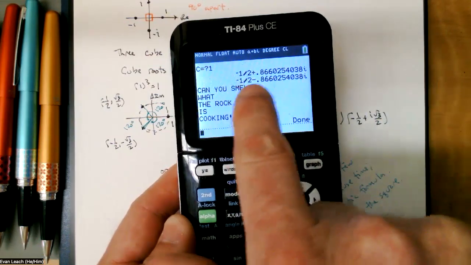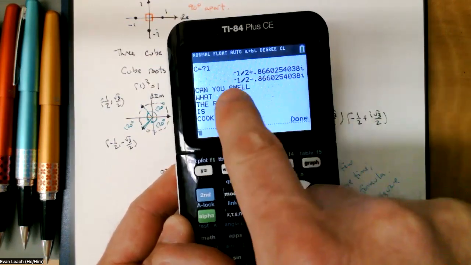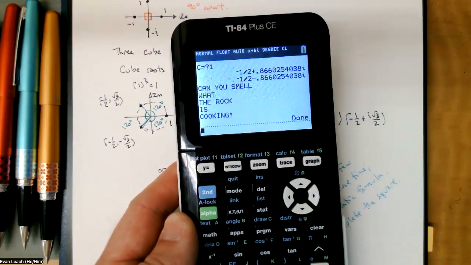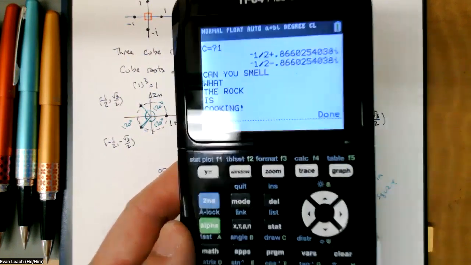But there it is. -1/2 plus the square root of 3 over 2 times i, -1/2 minus the square root of 3 over 2 times i. And that verifies that we can indeed smell what the Rock is cooking.